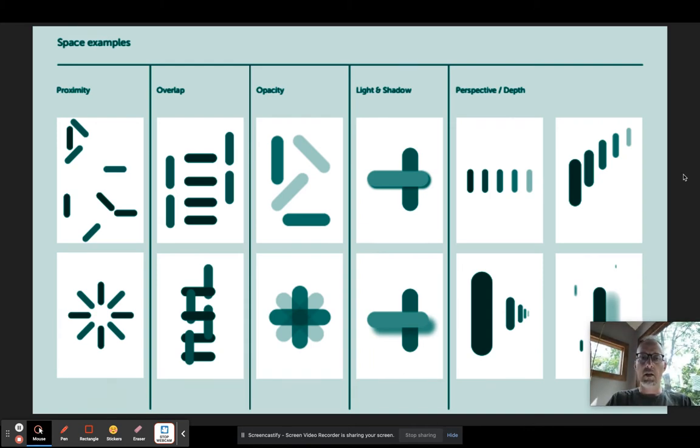Opacity can set up space. Light and shadow can create space. Perspective and depth are also elements of space where we kind of make things push back or come forward into the background or the foreground.